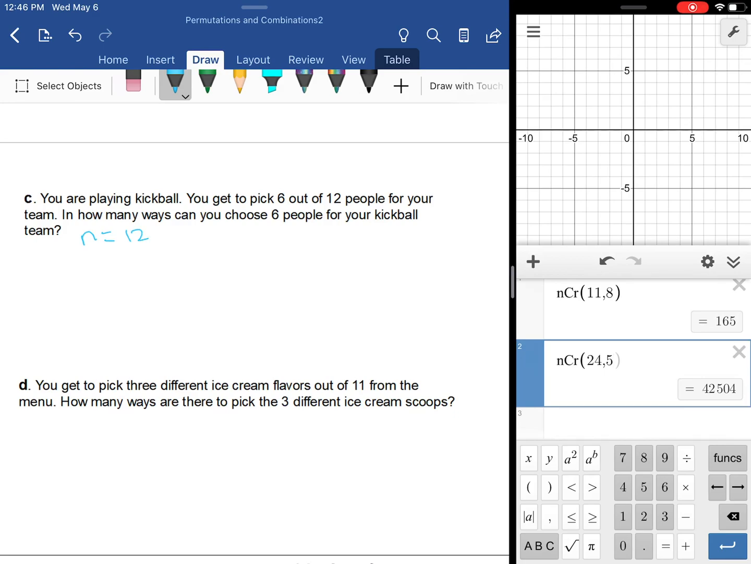So we have a total of 12 people to pick from, and we're picking 6 teammates. So we're going to figure out 12 combinations of 6. Here you go, 12, 6. Tells us that there are 924 different ways just to pick the people on our kickball team. It's a lot of different teams, right? You could pick a different team every day of the school year and you still wouldn't get through all of those options.